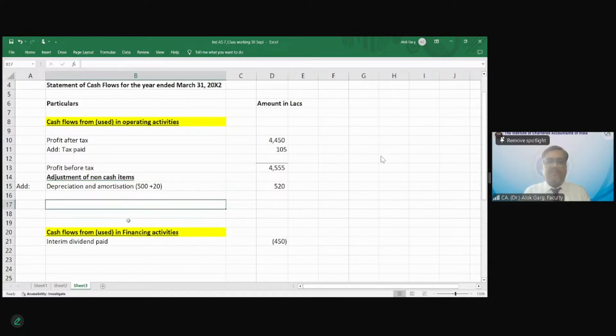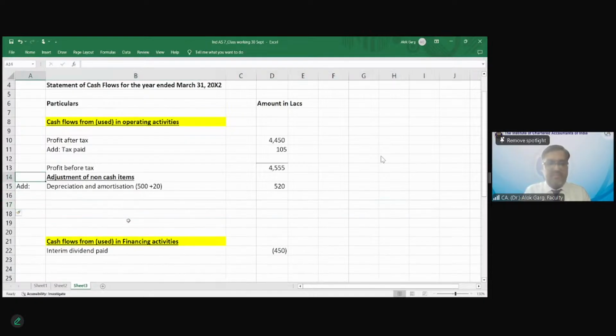Okay. So I have to make another adjustment of a non-operating item. Adjustment of non-operating item: gain on sale of PPE. What is the amount? 10. What is the sign, positive or negative? Negative, because this is already included in the profit. I have to remove it from the profit.